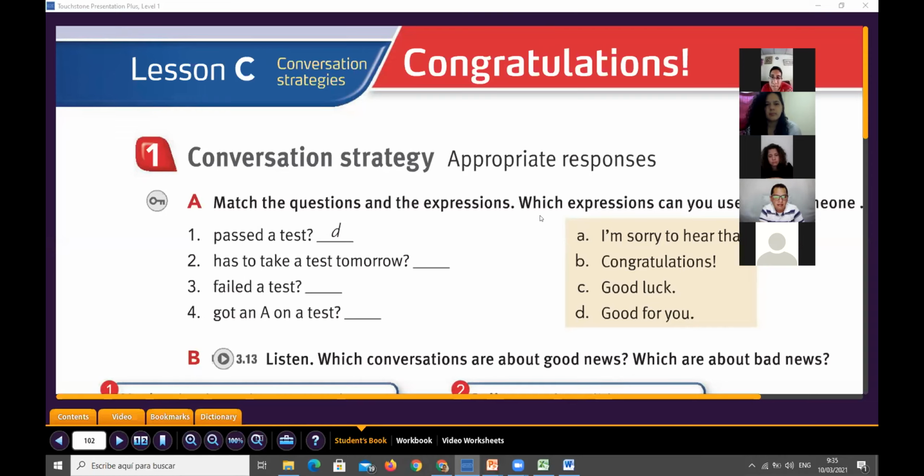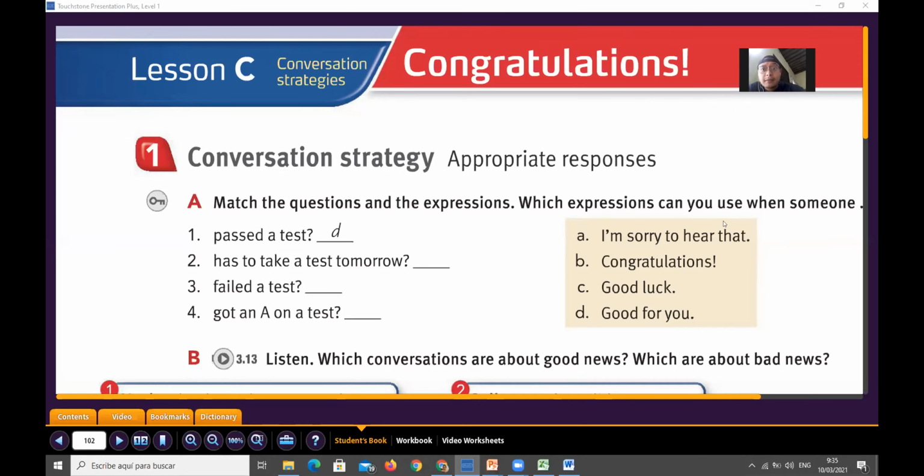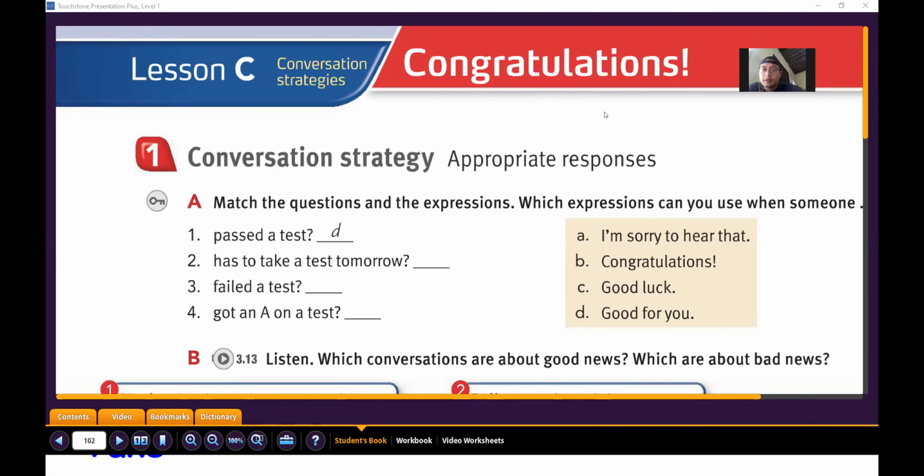Which expression can you say when someone, number one, passes a test? Pass a test. The expression is? Good for you. Good for you. Has to take a test tomorrow. And the expression. What is the best response? Let's do it together. I don't know. Continue with number three and number four. Number three, fail a test. And number four, got an A on a test.